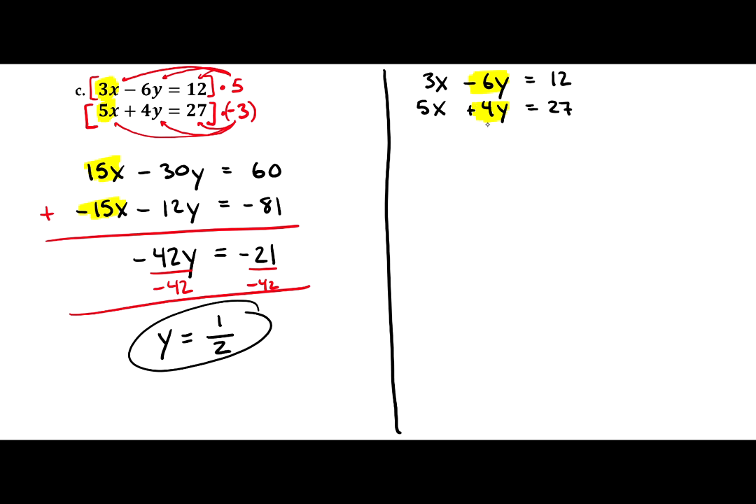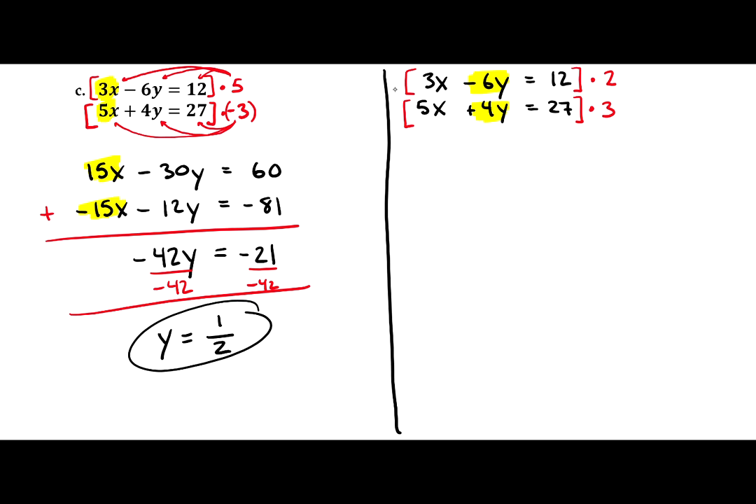So a 6 and a 4, well, the smallest number they both go into, or the least common multiple of 6 and 4, is 12. We can make both of those numbers into a 12 pretty easily. So if we multiply the first equation by 2, and we multiply the second equation by 3, well, 2 times negative 6 will be negative 12y. 3 times 4 will be positive 12y. And that's what we want.